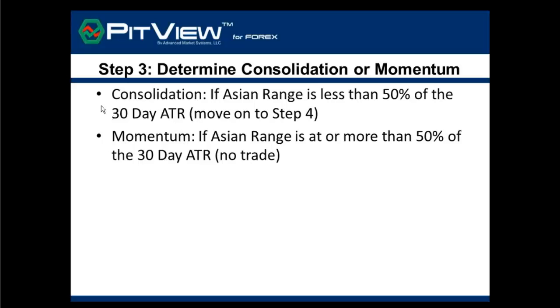So this is what we want. We want consolidation. This is what's called a trade filter. If the market is not consolidated on the pair that we're trading, then that would be considered momentum. If the Asian range is at or more than 50% of the 30-day ATR, we would not have a trade. If it is less than 50% of the ATR, we can move on to our trade. Somebody just had a question on trade filter.